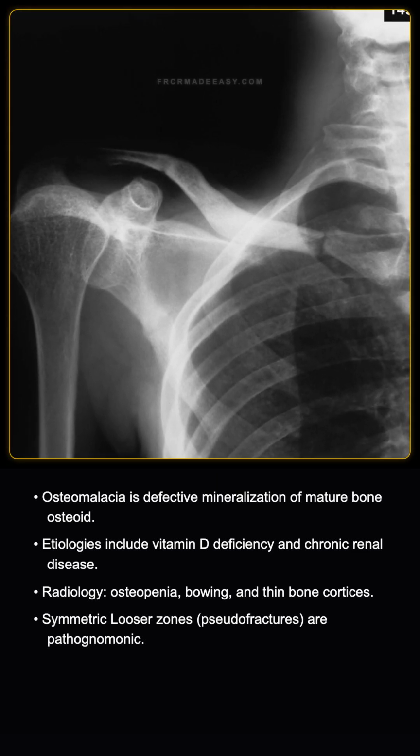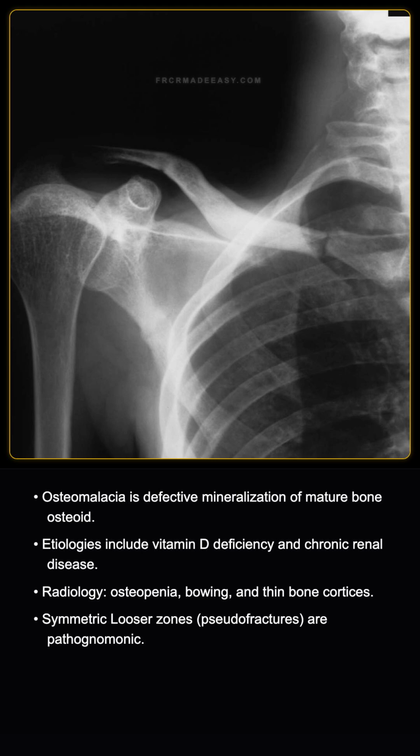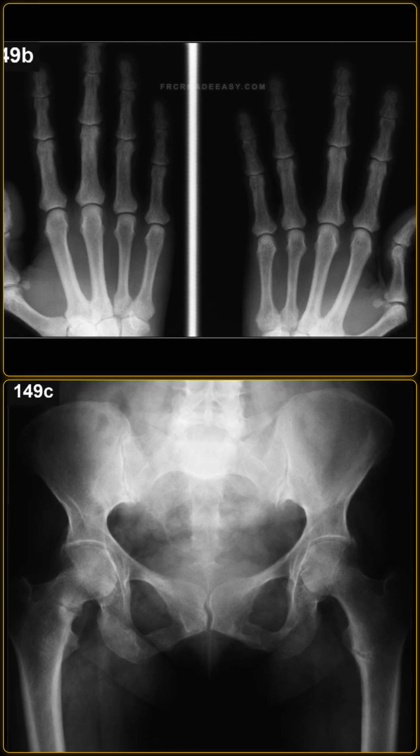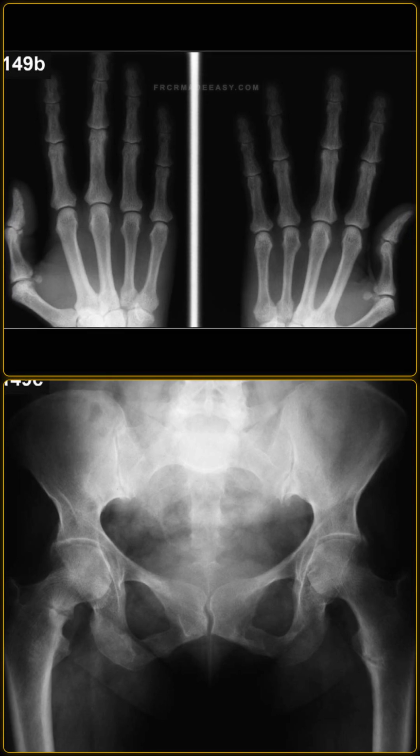pattern, insufficiency fractures, and pathognomonic looser zones, also known as pseudofractures, which typically occur in the pelvis, femoral necks, and scapulae. I am showing you two comparison radiographs, one of the hands and one of the pelvis. Describe their findings.